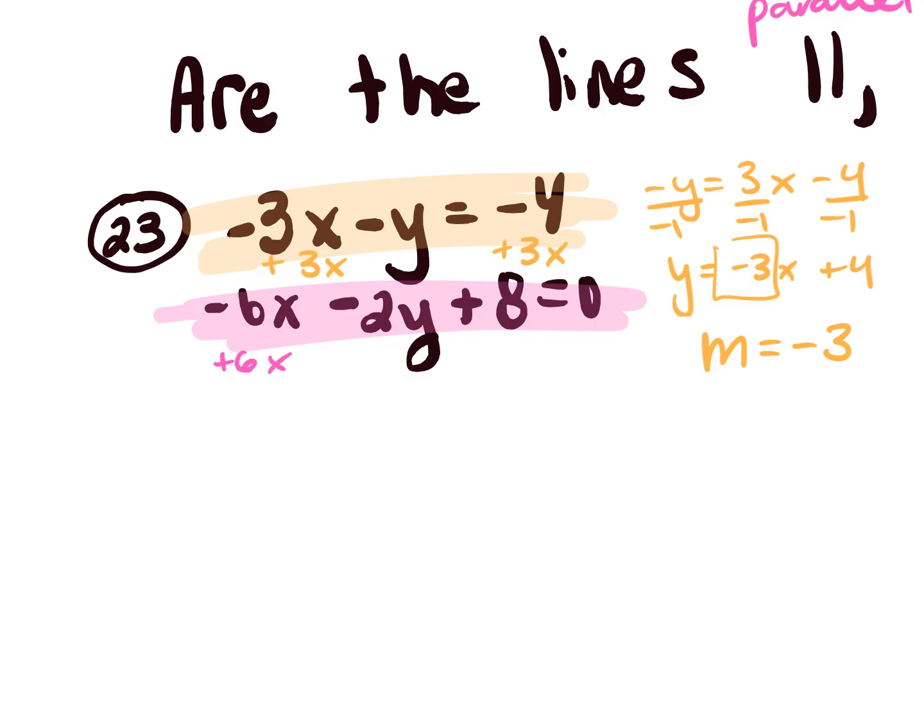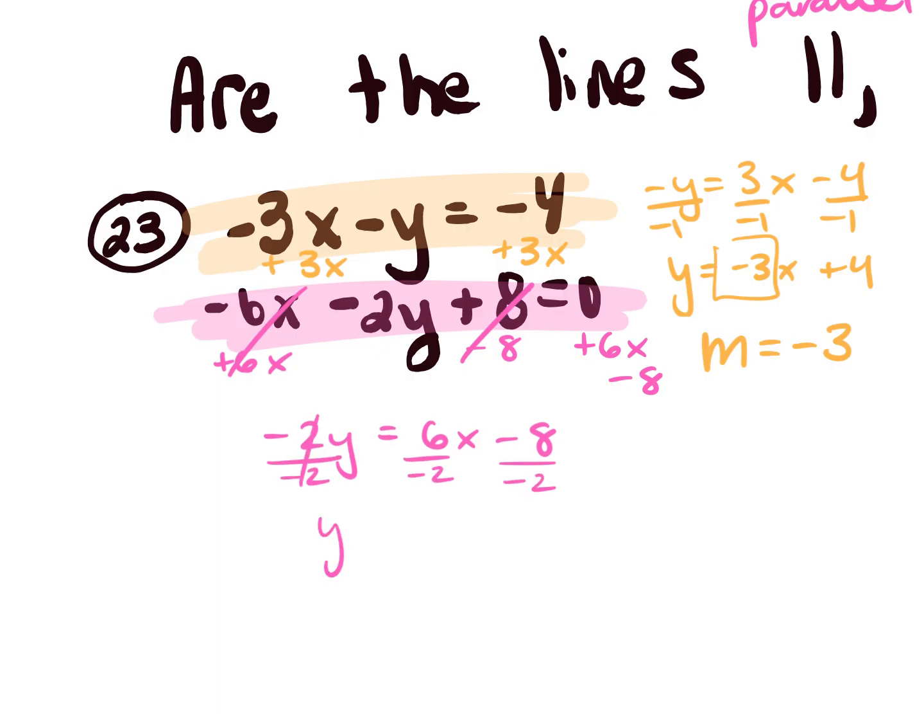Add 6x. What else? And we can subtract 8. If you wanted to add the 2y to the other side, you could do that too. It doesn't matter which way you move it. Just make sure you get the y all by itself. So -2y is equal to 6x minus 8. What would we do next? Divide by -2. So y equals -3x plus 4. What's our slope here?